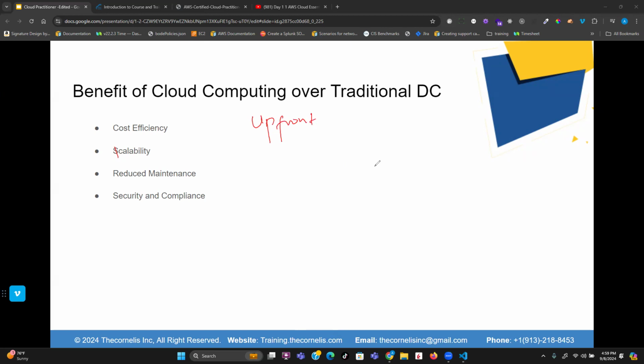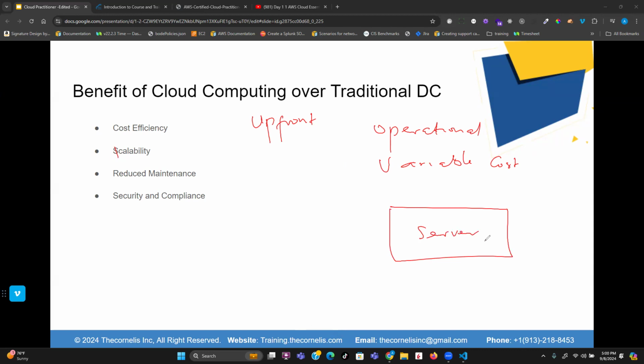The only cost you are going to incur is what we call the operational cost, or the variable cost. And that is the cost that you pay for the server. And guess what? You only pay for the server when you use it.